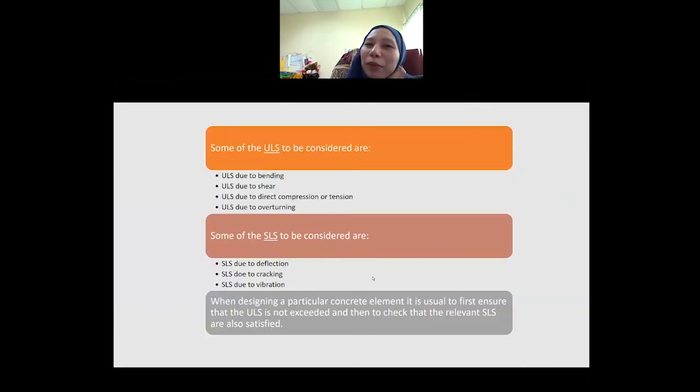Okay, so some of the ULS to be considered are bending, shear, direct compression, tension, overturning. So if you see here, everything here is actually caused by forces. Okay, forces cause bending stress. Forces cause bending shear. Shear stress. Force also happen to menyebabkan direct compression and tension force macam tu.